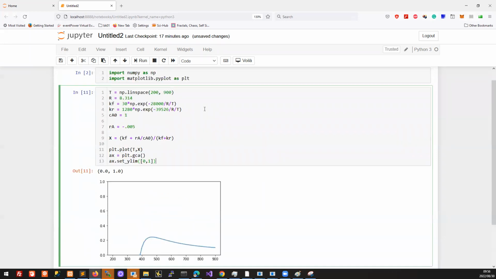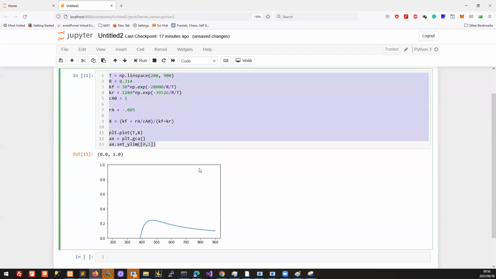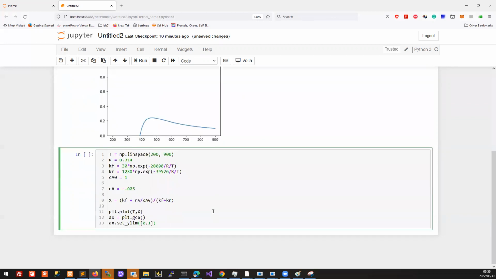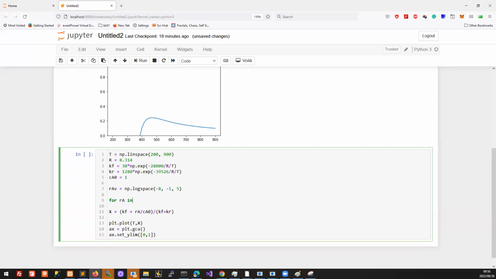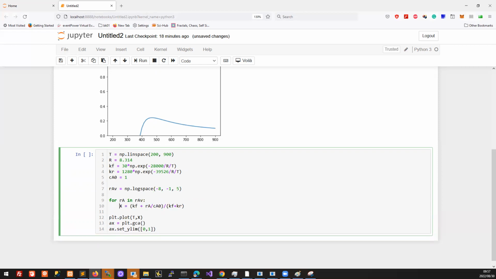And to see that a bit better, let's do this again. But let's run a loop. Let's plot multiple such lines. So I've just copied that there, and now let's set a group of RA values. So let's make RAV be maybe log spaced, right? Let's try log space. Let's go from -8 to -1. And let's just use 5 for the time being. So we're going to run a loop. So we say for RA in RAV, we will recalculate X, right? So we recalculate X for each of these RA values, and then we plot all that.